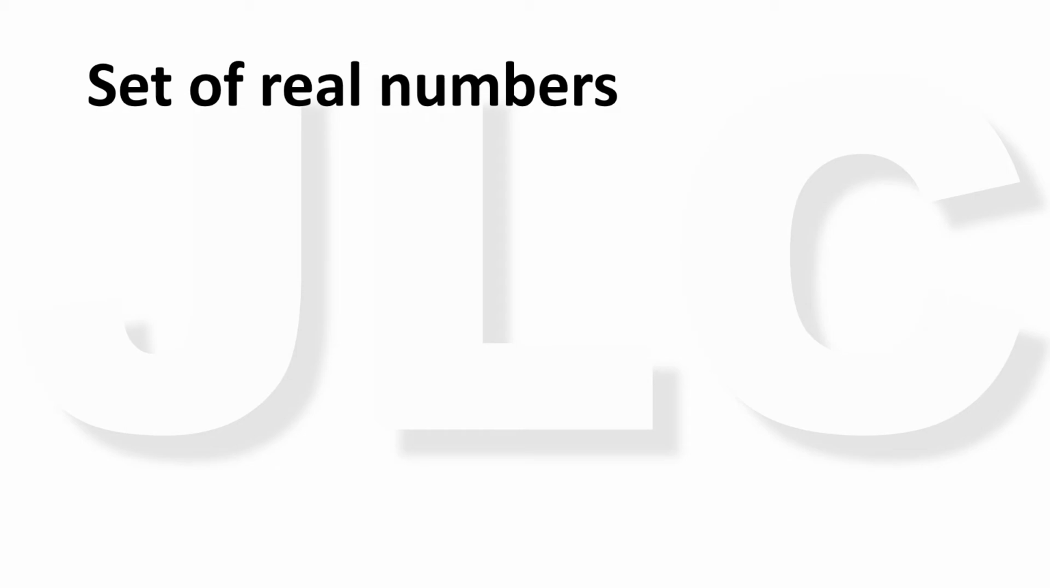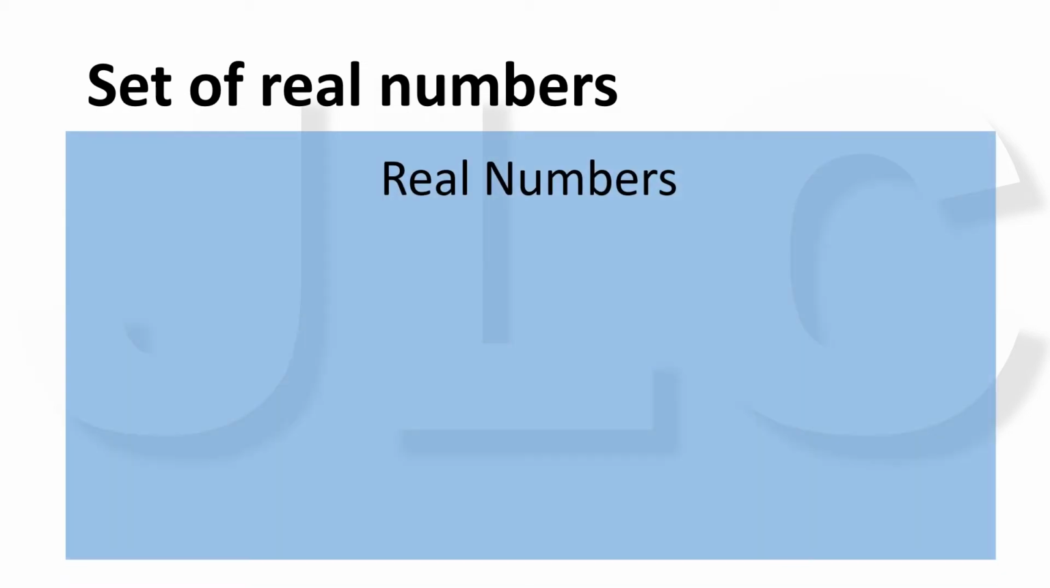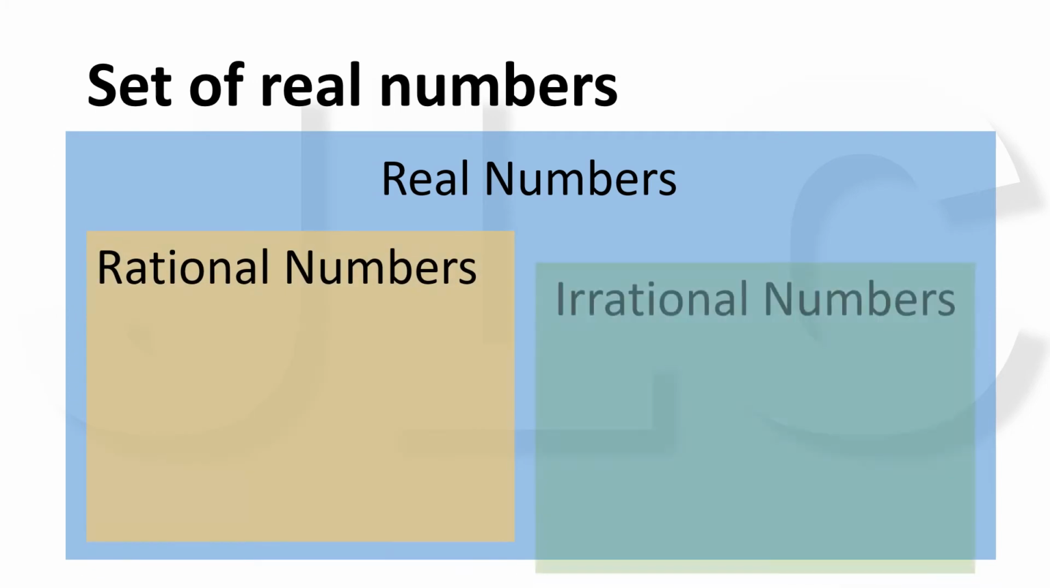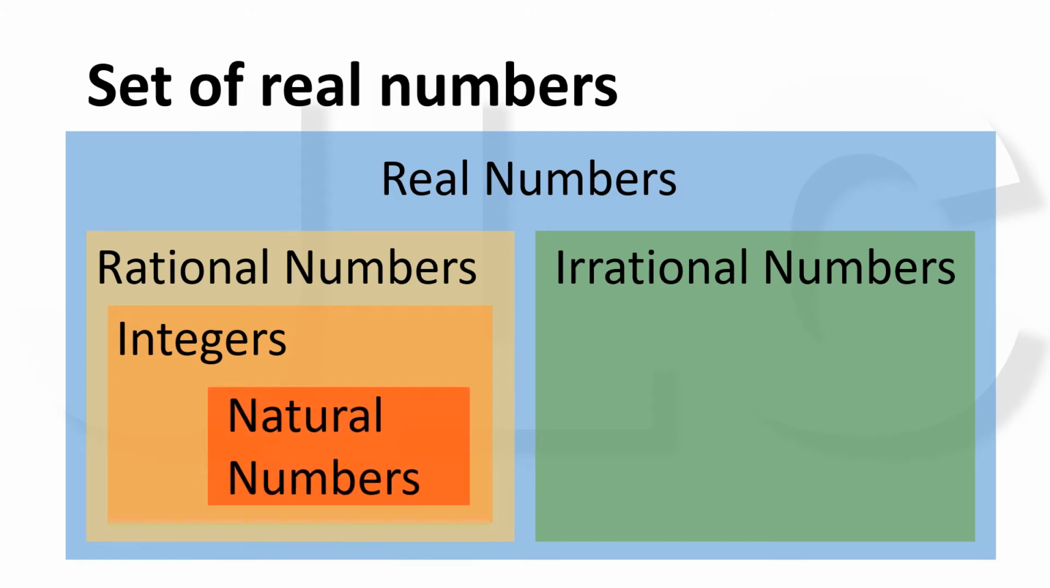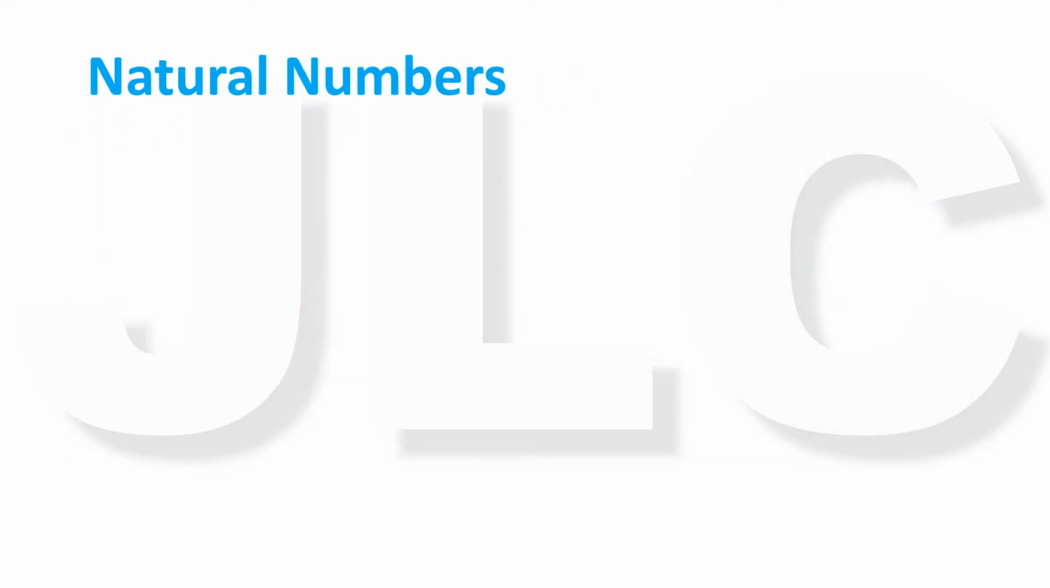Now let's take a look at the set of real numbers. Real numbers consist of the rational numbers and irrational numbers. Under the set of rational numbers are the integers. Under the set of integers are the natural numbers. Let's start with the natural numbers.